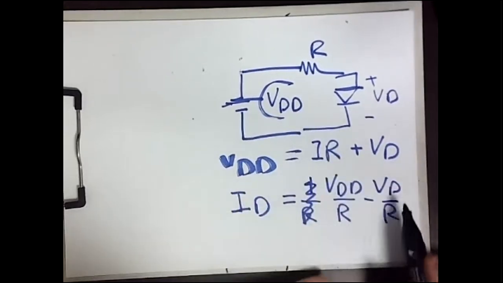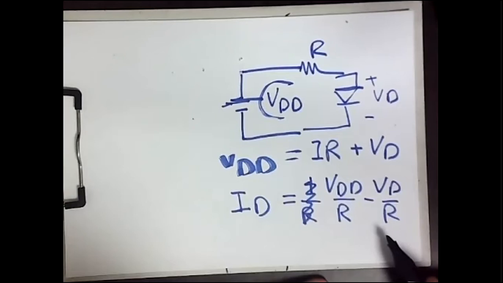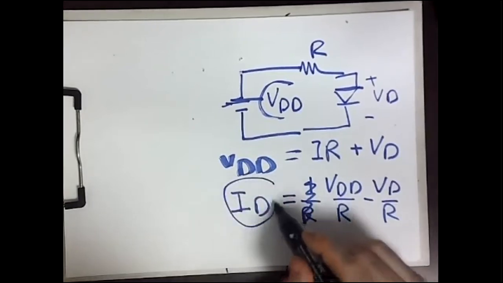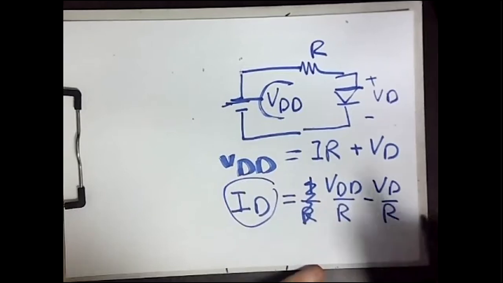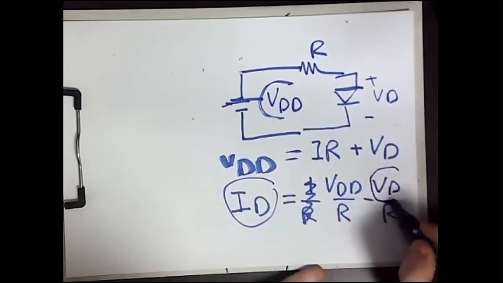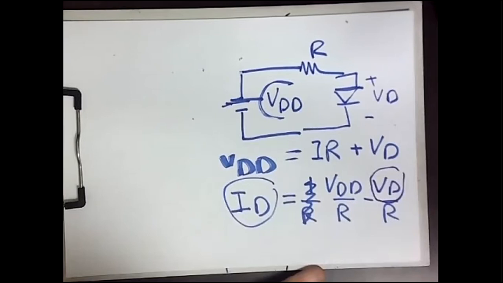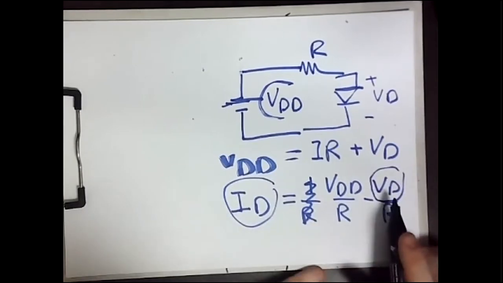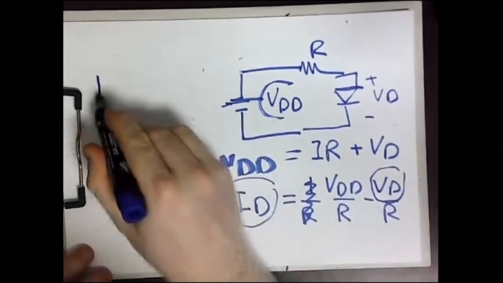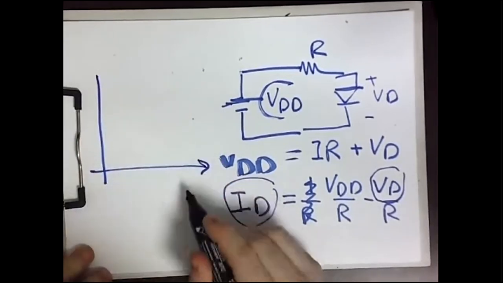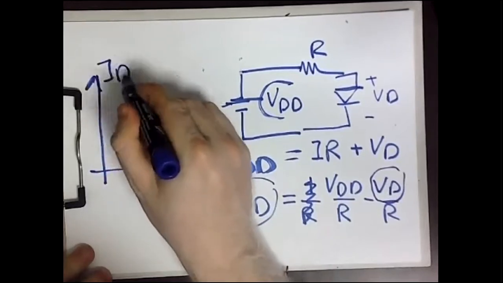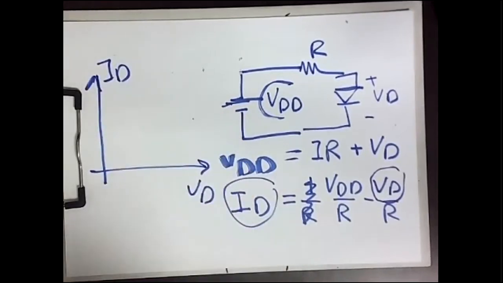If I would like to plot this equation, this is ID, the current flowing in the diode, versus VD, the voltage drop on the diode. As you can see, this is a linear equation. So if I consider this VD and this ID, this is a linear equation with a negative slope.